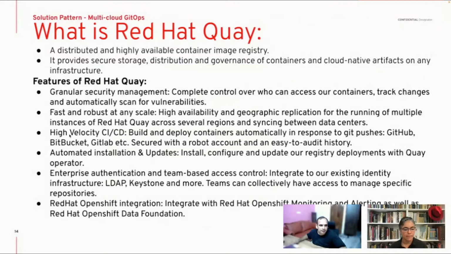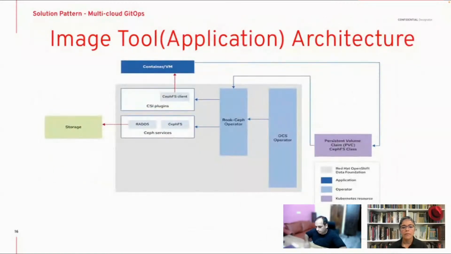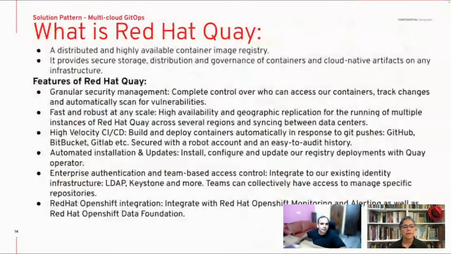And the next feature is high velocity CI/CD. So we can use our CI tools to build our Docker images, container images, and then store those images and use them again in our continuous deployments. It provides high velocity CI/CD.